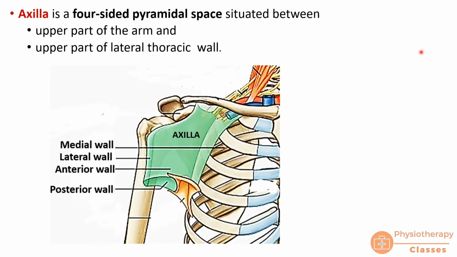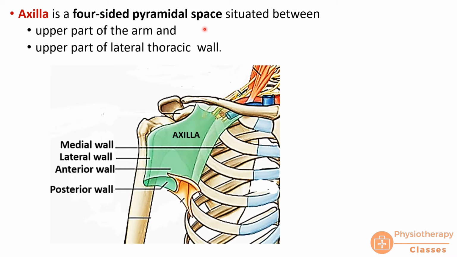What is axilla? Axilla by layman is called armpit. So armpit and axilla are synonymous. And it is a pyramidal shaped space, and this pyramid is truncated above. So it will have an apex which is truncated, which is not very sharp. It will have a base and it will have actually four walls. So the pyramid is four-sided. So we can say that axilla is a four-sided pyramidal space.